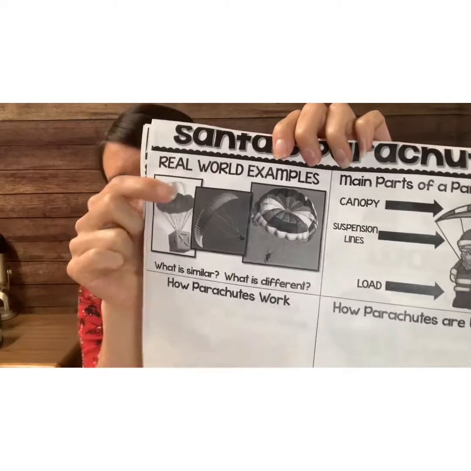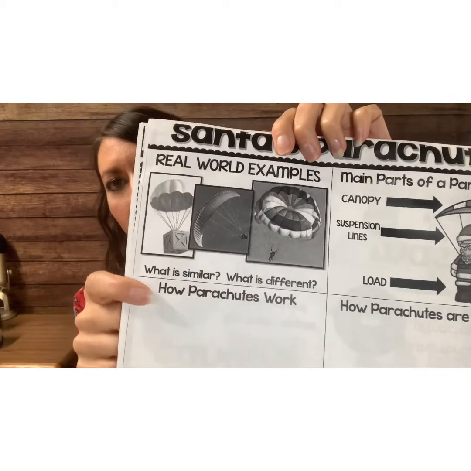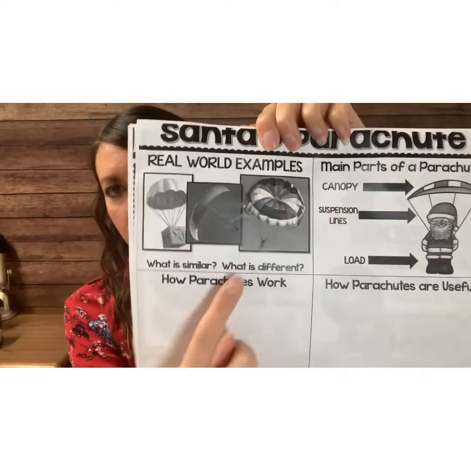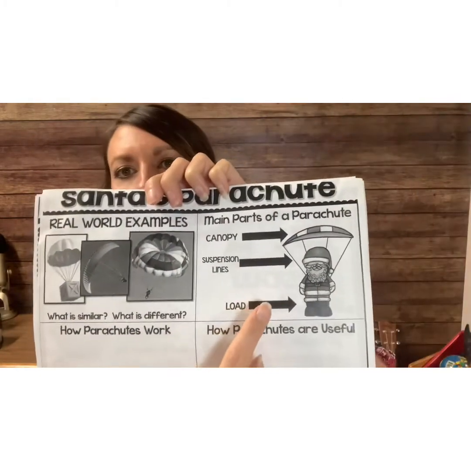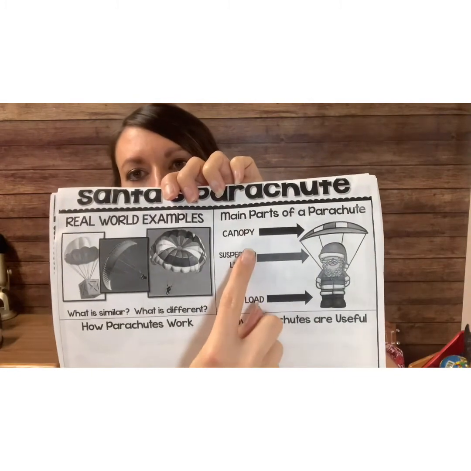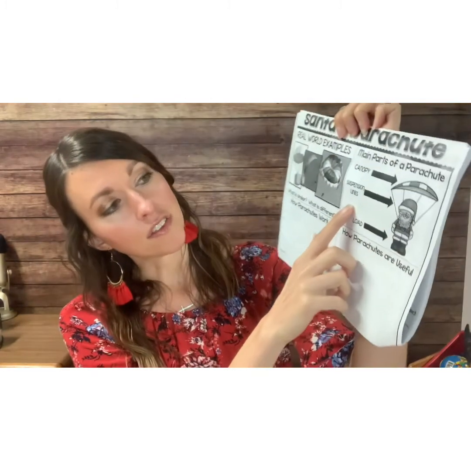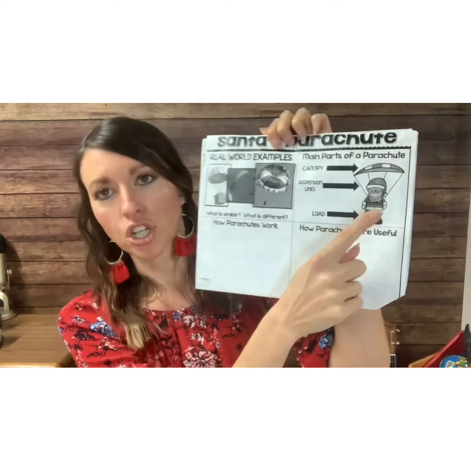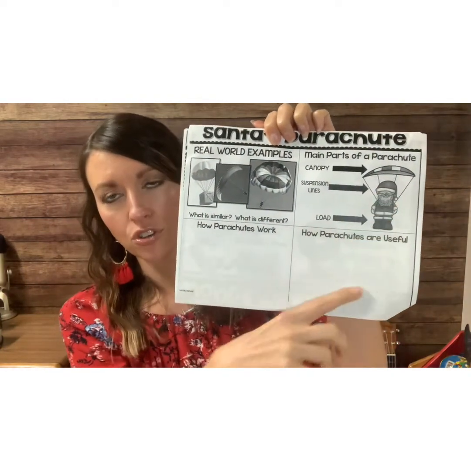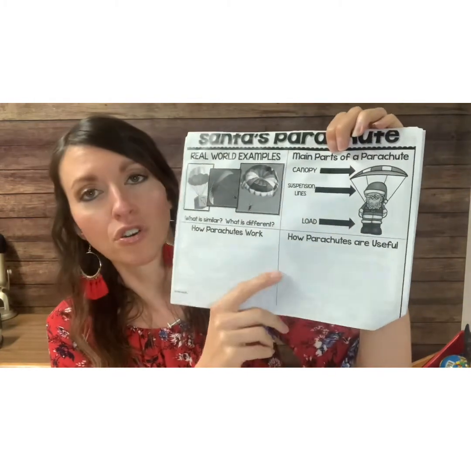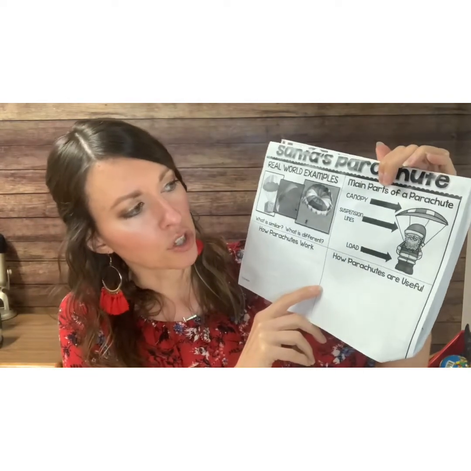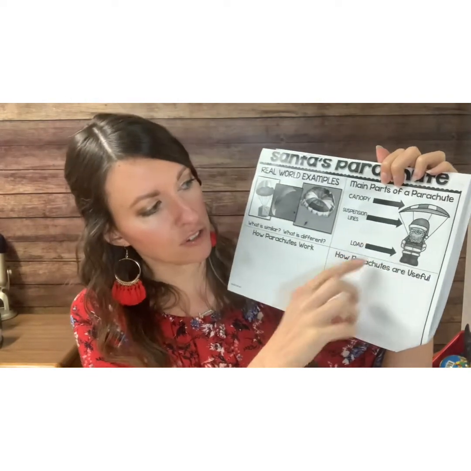So today in your STEM journal, you are going to go ahead and look at some real world examples of parachutes. Think about what's similar about them, what's different about them. Then you're going to look at the parts of a parachute, the canopy, the suspension lines, which I gave you all string in your folders or in your envelopes as well. So you can cut that string apart to help you with your suspension line.